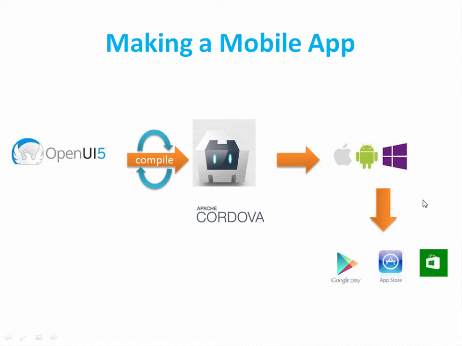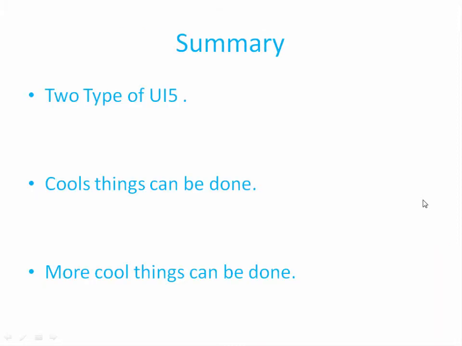To summarize this session, we saw the difference between OpenUI5 and SAPUI5. We also saw how you can make money or share your code, the nice JSBin sharing environment and GitHub, where you can collaborate with other developers as well. And then we saw how you can compile your application with Cordova to create a native application.